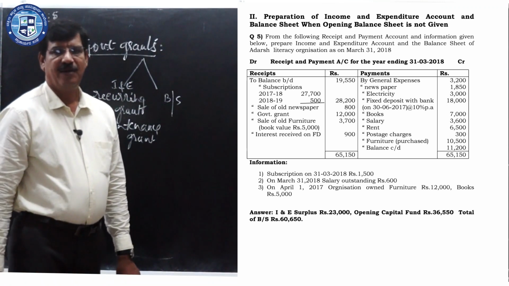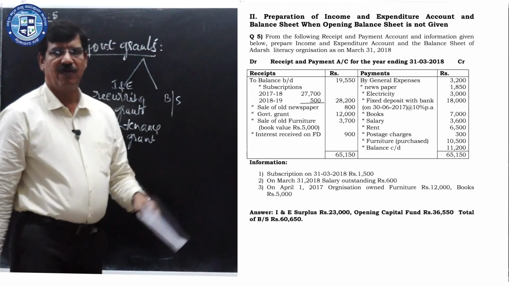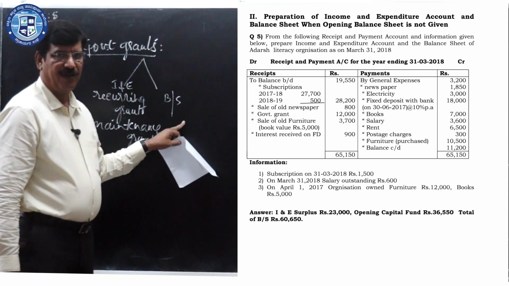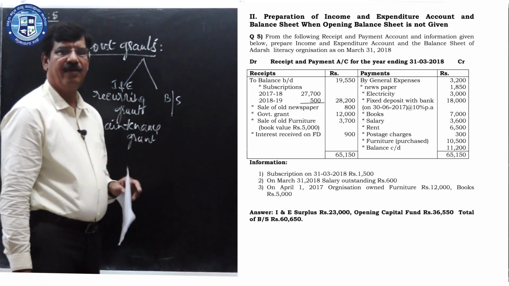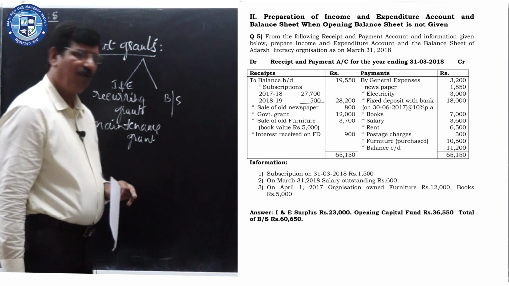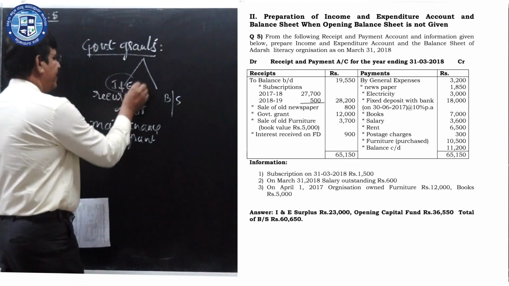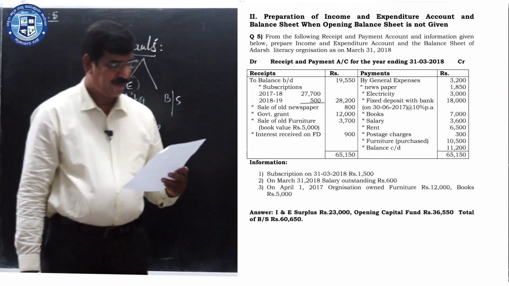And if the purpose is given, the grant for construction of building like that, then you have to write them in the balance sheet. However, in this problem, the clear information is not given, so we can consider them as recurring grant and we shall write them in the income and expenditure account.